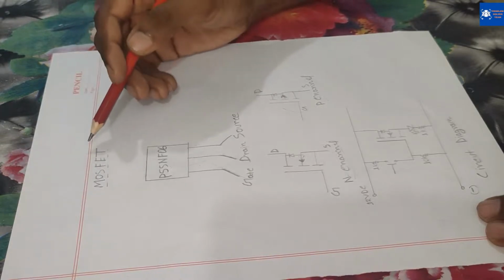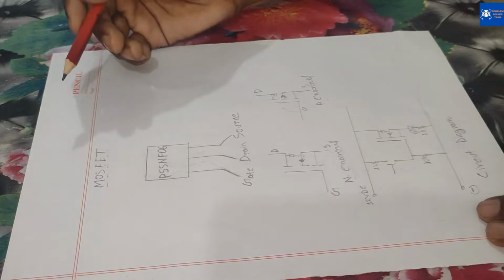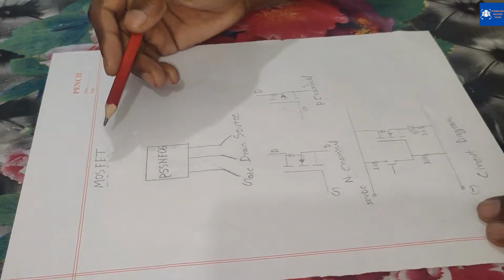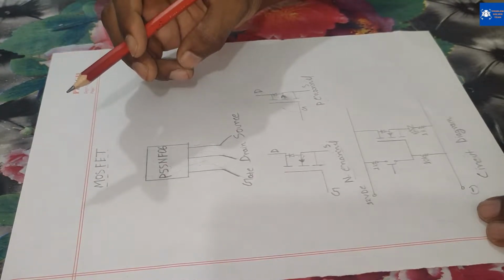So, we will discuss MOSFET today. MOSFET means metal oxide semiconductor field effect transistor. So, what is a MOSFET? MOSFET is a switching device and MOSFETs are generally of two types, depletion type and enhancement type.